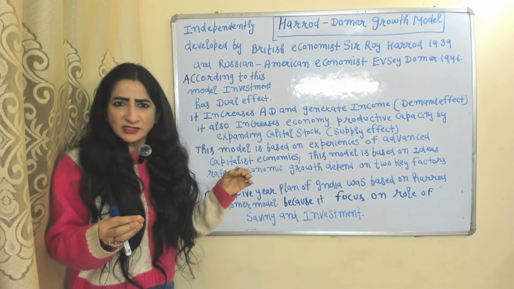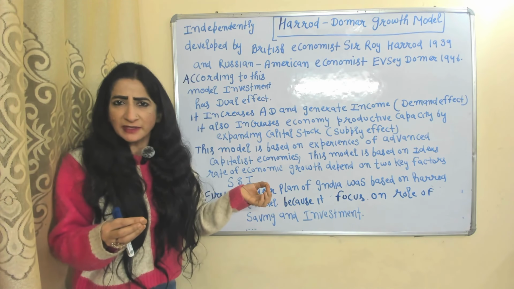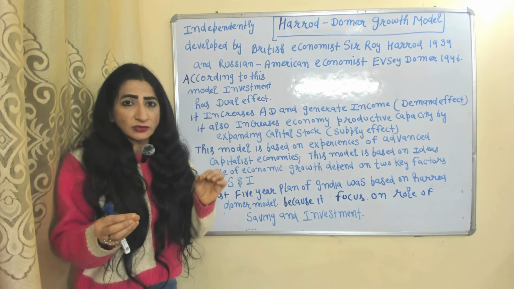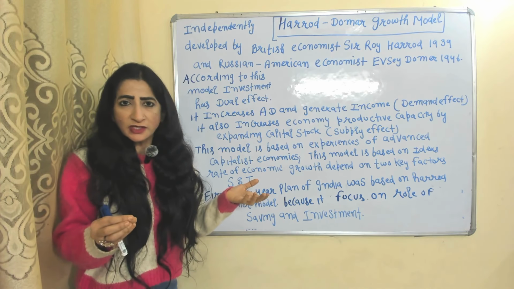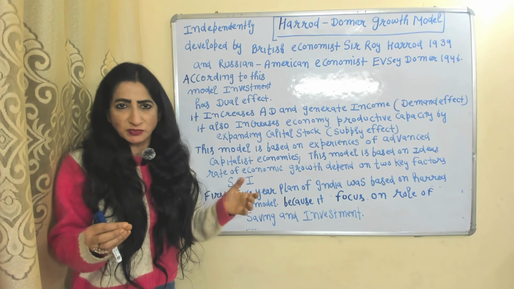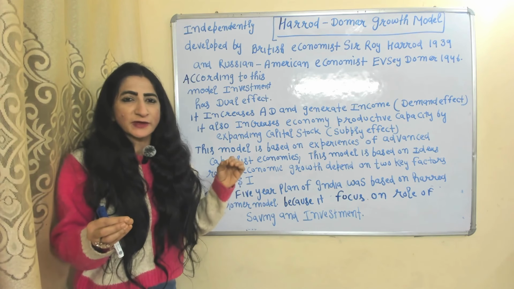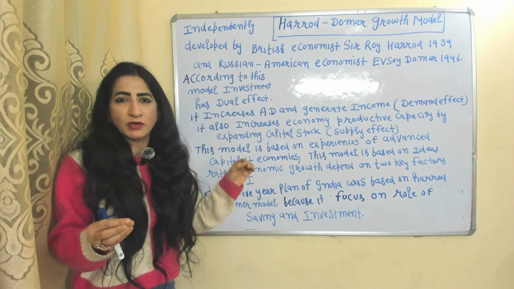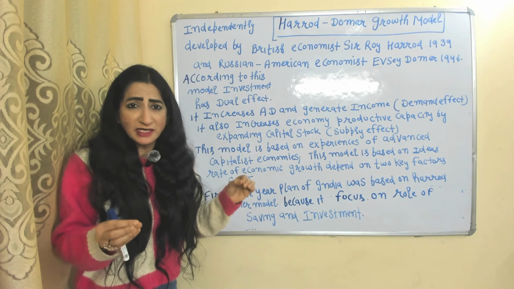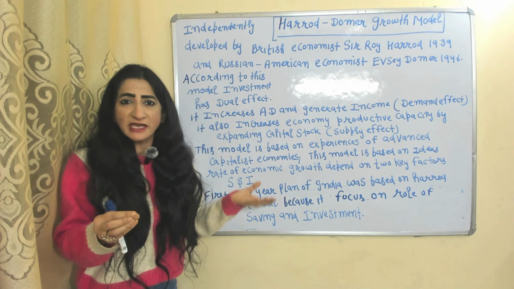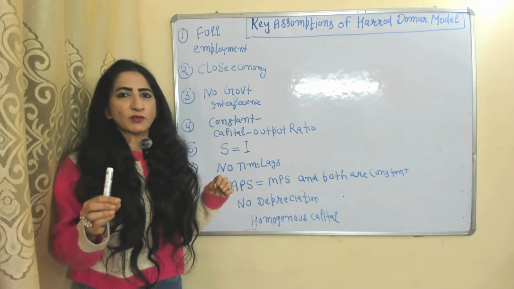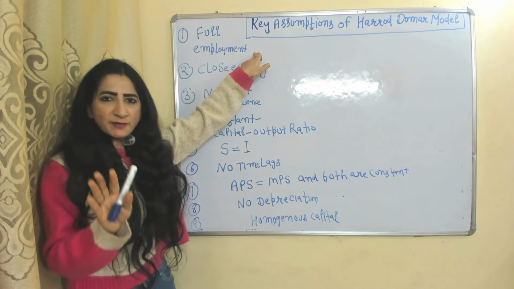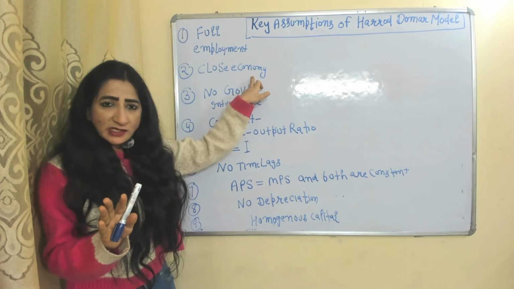This model is based on the experience of advanced capitalist economies, and according to this model, there are two key factors which play an important role in economic growth: saving and investment. The first five-year plan of India was based on the Harrod-Domar model because this plan mainly focused on the role of saving and investment for economic growth.